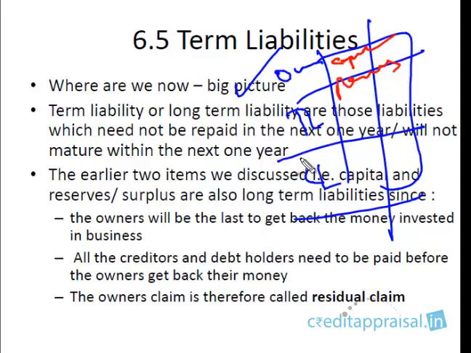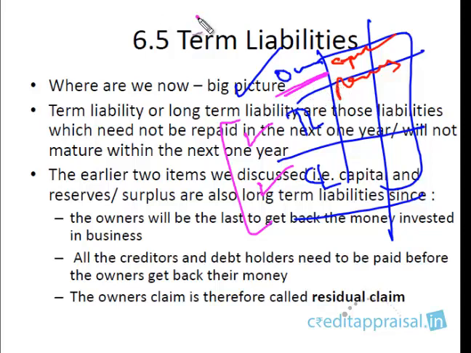Please see that term liabilities and current liabilities, the classification is clear. We are saying term liabilities are liabilities which are not going to fall due within the next 1 year. So they are the term liabilities, and current liabilities are liabilities which are due within the next 1 year. So this classification is clear. What about owners funds? What do you think are owners funds?